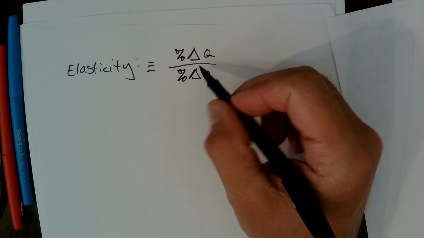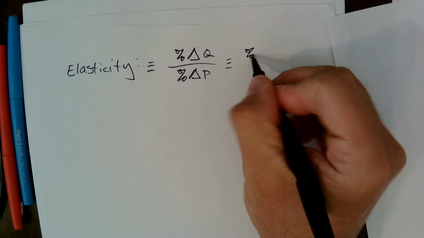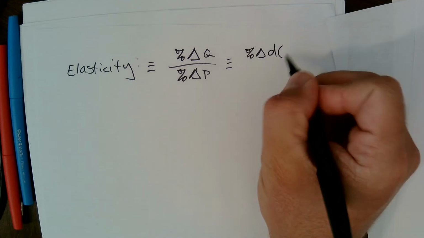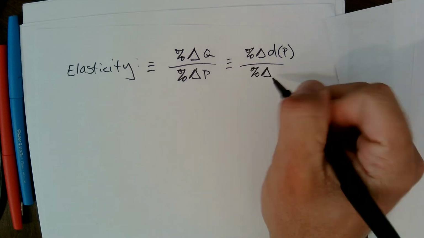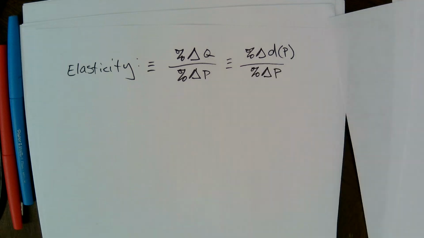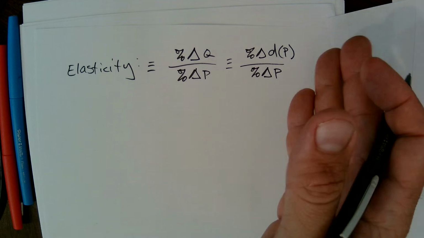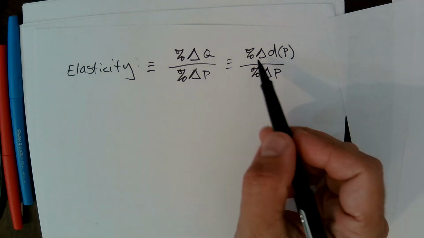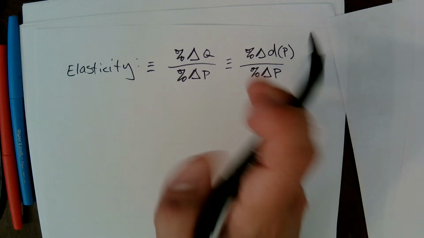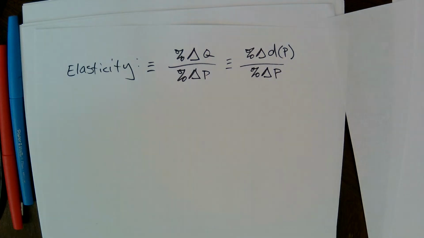Percentage change in quantity. Remember, quantity in this book, to stay true to the notational form of the book, will be a percentage change in our price response function, D of P, with respect to a percentage change in P. And if you know something about derivatives, you know that we're not talking about derivatives, we're talking about change. We're talking about percentage change. That's a key difference between this and just a straight derivative.